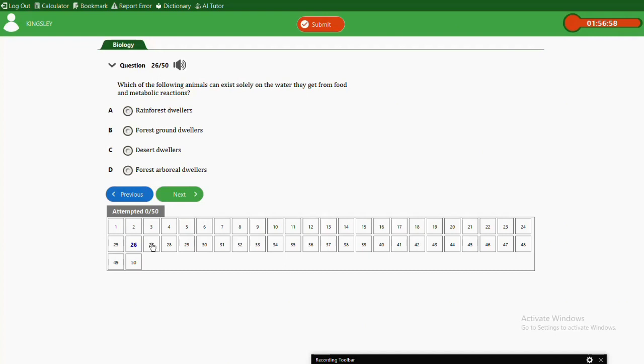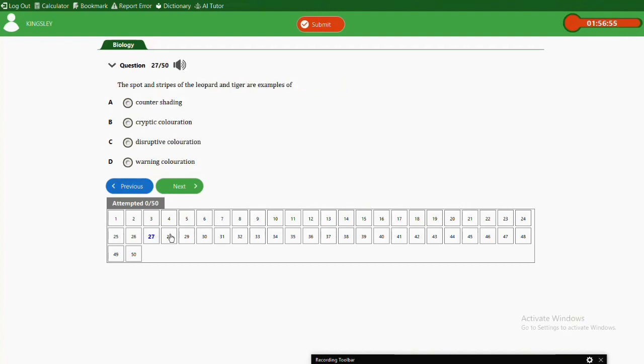Which of the following animals can exist solely on the water they get from food and metabolic reaction? So we have A, rainforest dwellers, B, forest ground dwellers, C, desert dwellers, and D, forest arboreal dwellers. So guys, the correct option, you should already know for this question, is the desert dwellers. So they can depend solely on the water they get from food and metabolic reactions, because they literally have no source of water. So they are adapted to depend on just the water they get from their food source and metabolic reactions. So guys, let's look at the next question.